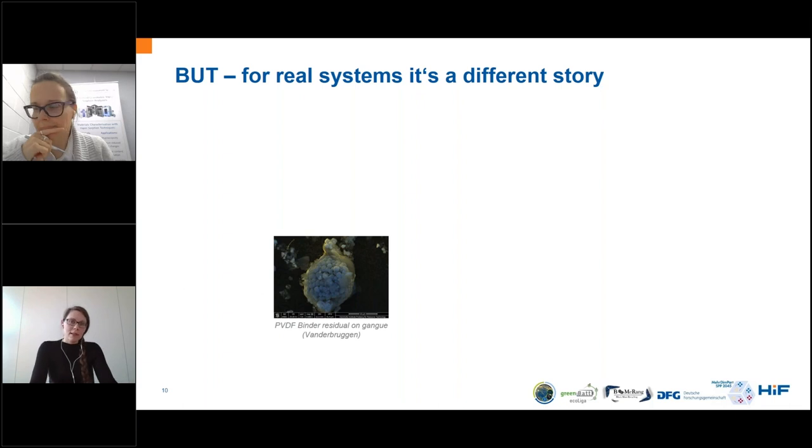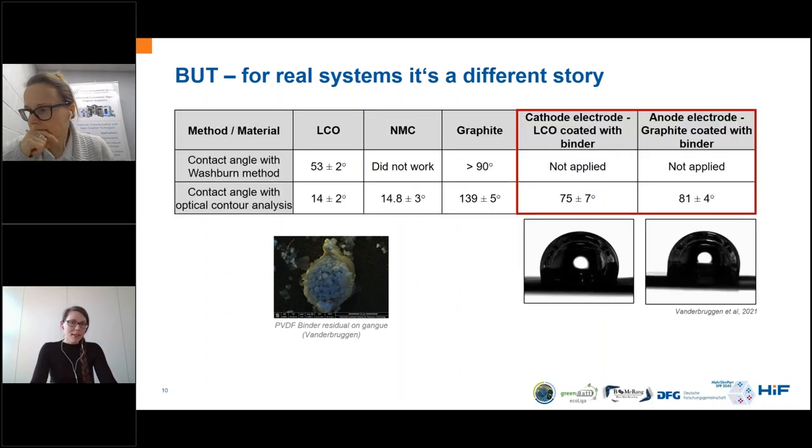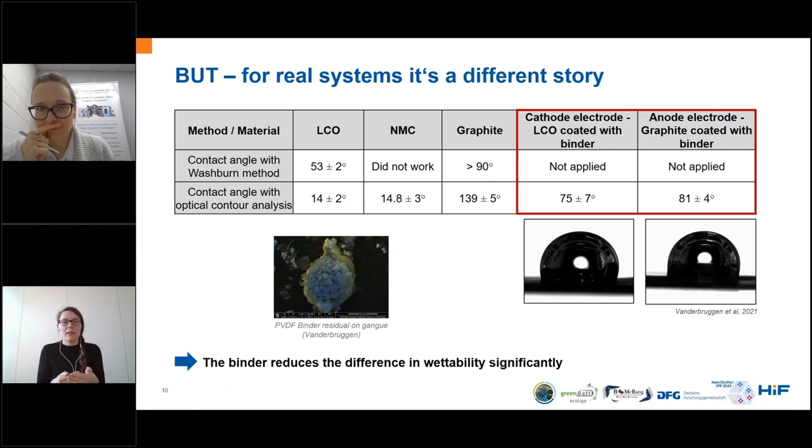And if we now do the contact angle measurements again, here you can already see we have a contact angle for LCO, which is coated with a binder, of 75 degrees, and the graphite coated with a binder is 81 degrees. So here you can already see that this really nice difference that we had before for the pure materials is basically gone. And this is all due to the binder. So the binder makes the more hydrophilic particles more hydrophobic, and the more hydrophobic particles more hydrophilic. And this really is a problem. So one really crucial step for the flotation is the pre-processing to remove the binder.